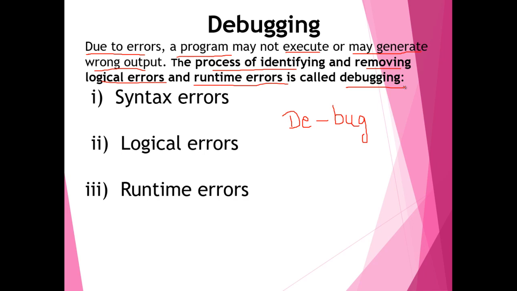In order to remove the errors from the program, first we have to know what types of errors are associated with our program. What kind of errors may be present in our programs? There are three varieties of error. The first one is the syntax error, then the logical error, and the third one is the runtime error. These are the three different kinds of errors which may arise in our program. So let us discuss these errors one by one.